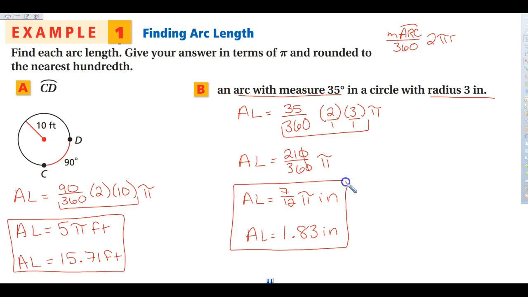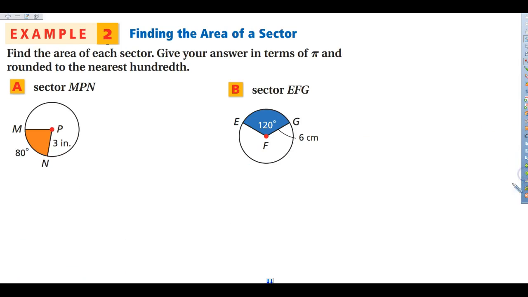Now, one thing that I want you to know here is that you may see this written as 7 over 12 times pi, or you may see this written as 7 pi over 12. These are the same thing, okay? You need to be aware of both ways of writing it and recognize that those are indeed the same, all right? I will take either answer, but please know that you may see them both ways, all right? If you have any questions on that, make note of that somewhere now. And let's move on to area of a sector.